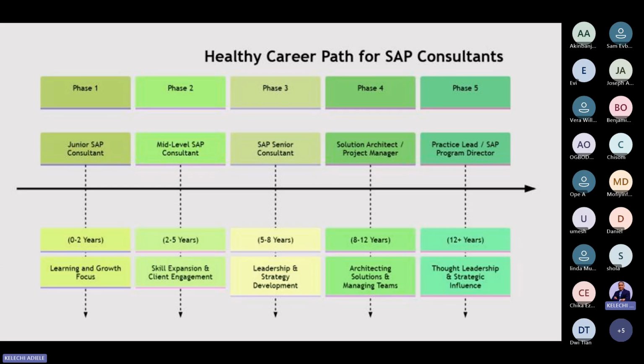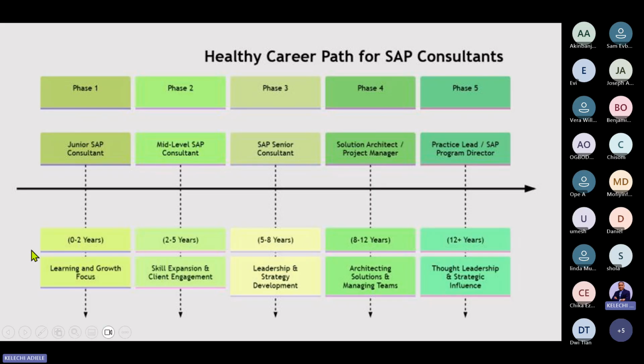So what you can see here is just a very high level. Number one, most people start from junior consultants. When you have learned SAP, your first training, you get a job as a junior consultant. You have some 0 to 2 years experience. You move to a mid-level SAP consultant if you have experience between 2 to 5 years. You move to a senior SAP consultant when you have an experience between 5 to 8 years.